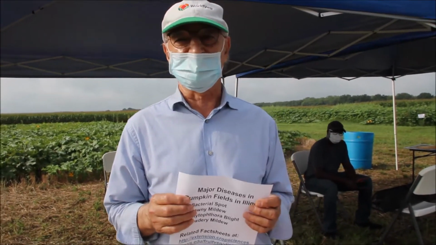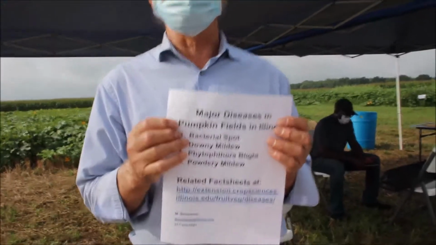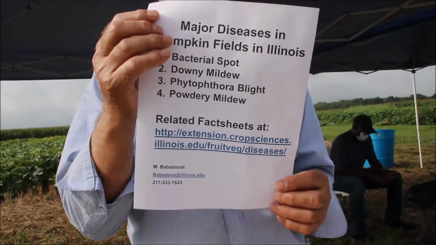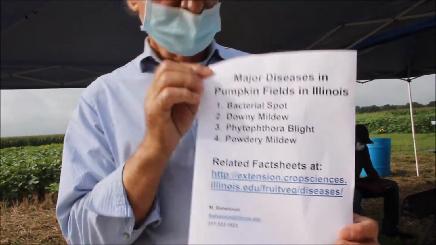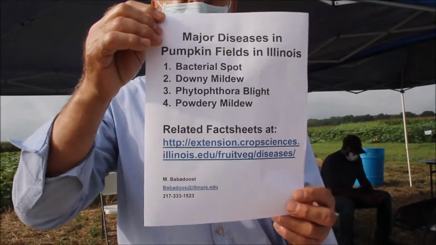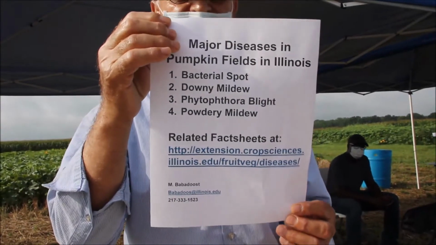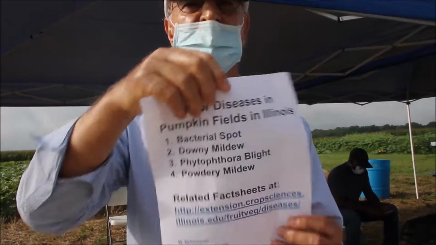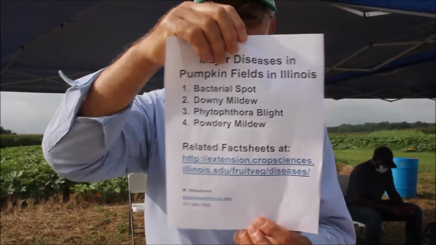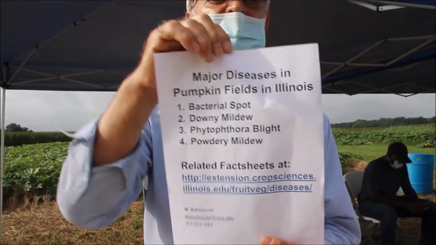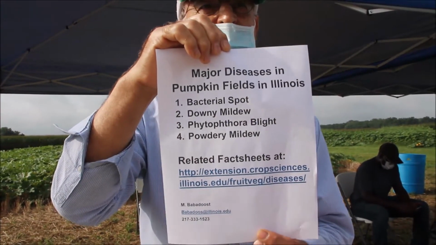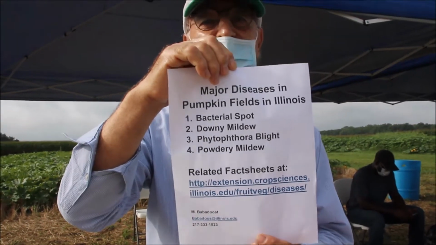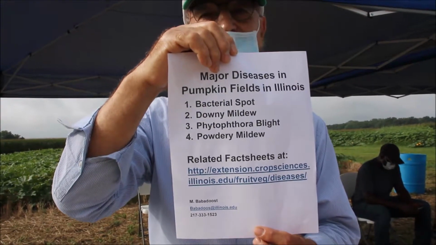Today I'm going to be talking about the major diseases of pumpkins we saw this year and in the past few years in Illinois. Those are bacterial spot everywhere this year. This disease started relatively around 2005. Every year it increased. We have had several research projects, but still we're not able to control it. I would say manage it effectively.